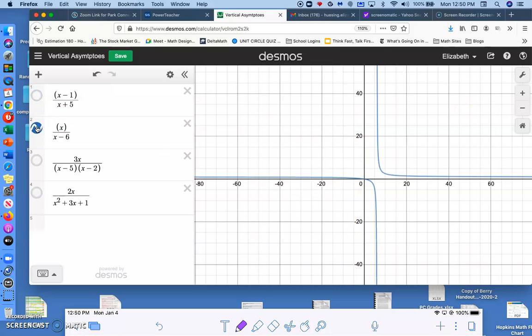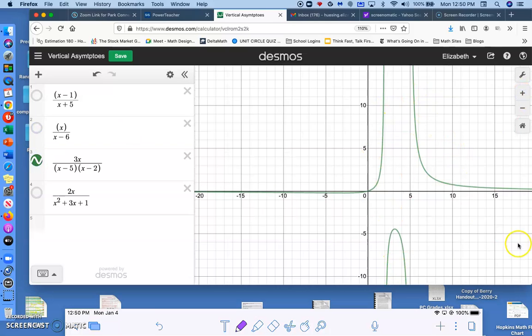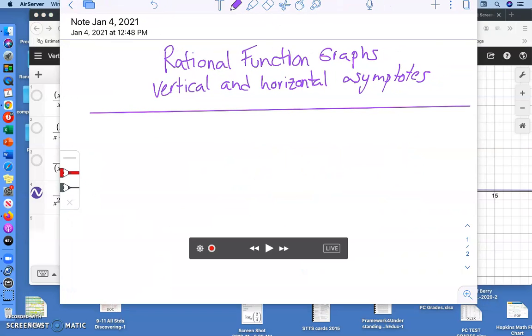Here's another one. Sometimes there's even three parts, so we can zoom in, see we have 1, 2, and 3. And here's another one, 1, 2, and 3. So our goal, the first thing we're going to do, is take a look at vertical asymptotes. And I guess we could start with our parent rational function. Why don't we take a look at that?